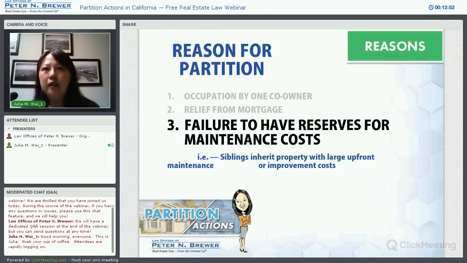Another reason that we see for partition is that maybe the original owner, before passing it on, was not maintaining the property. And so now, once the siblings or beneficiaries have acquired the property, there is just a huge upfront cost, maybe a roof, five figures, or other repairs that need to occur, foundation work, things like that. That can be a real burden for a co-owner, especially if they have a home of their own and they also have their own mortgage to service. So those are reasons that you need relief, and that's what the partition is supposed to provide.